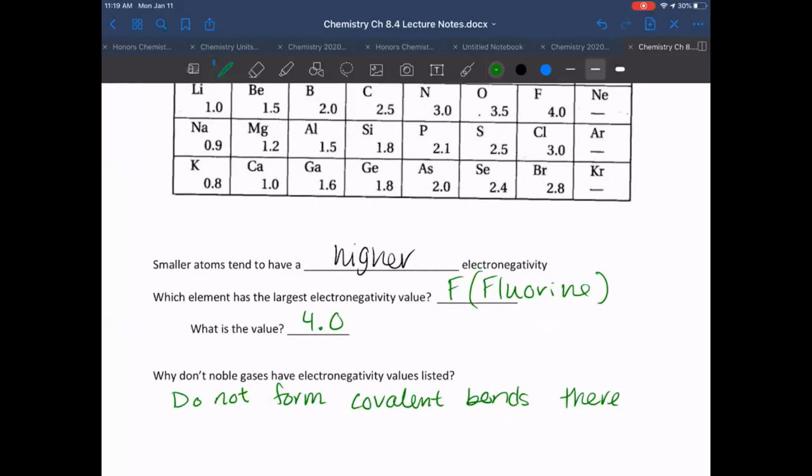So noble gases don't have values because they do not form covalent bonds. Therefore, you cannot measure electron attraction.